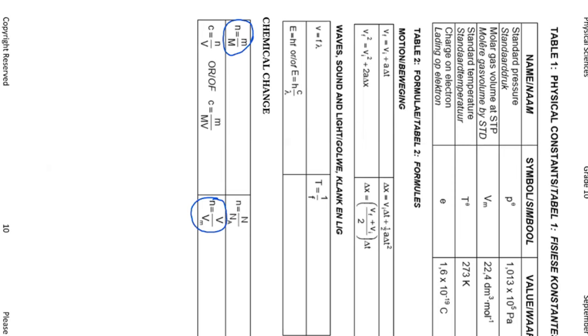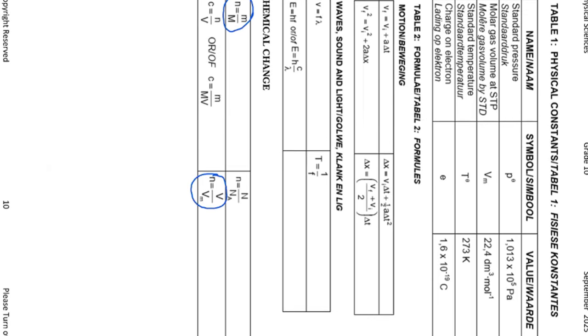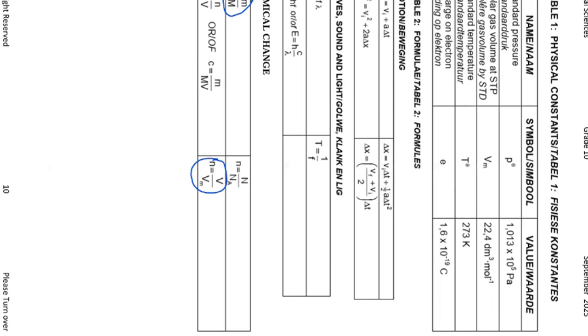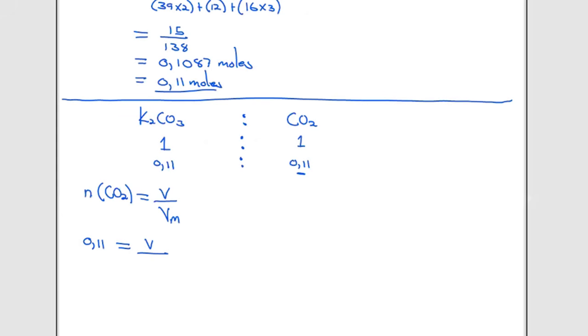So the Vm there is a standard. Therefore, because it's standard, it should be given since we are told it's at what? STP, right? So if I can just scroll a bit, you will see that what we have here is the molar gas volume at STP, the Vm, and the value there is 22.4. So therefore I'm going to divide by what? 22.4. Therefore, I'm supposed to cross multiply.